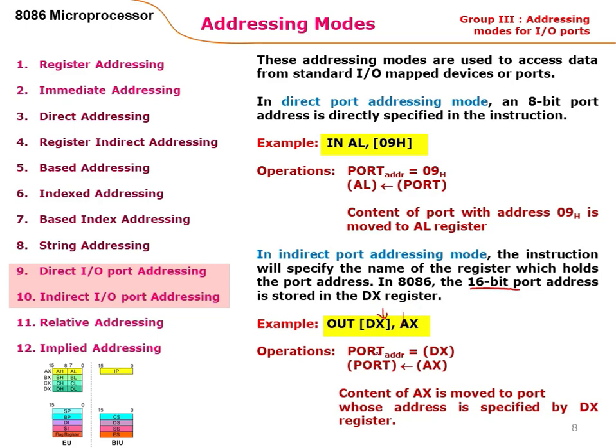lines. Here we are using the OUT instruction, therefore the data or operand which is in the AX register, that is a 16-bit register, will be transferred to the device which has the port address stored in DX. So the content of AX is moved to the port whose address is specified by the DX register.